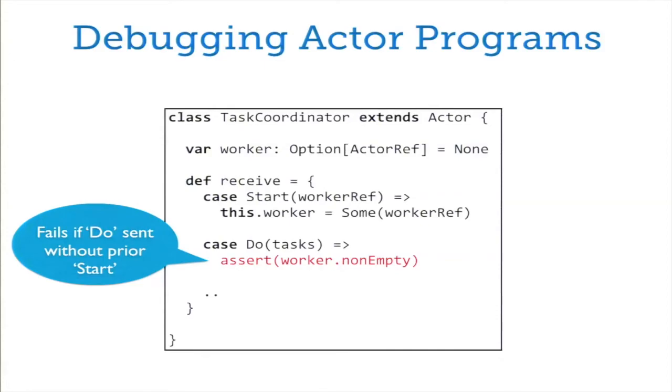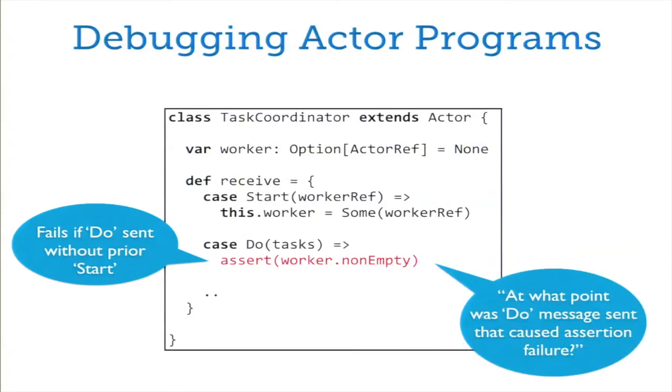Now, of course, there can be an issue if this assertion fails, if we have a client that sends a do message without a prior start message, right? Because the worker is not yet initialized, and that will make the assertion fail. Now, if you want to debug this kind of program, and you're at the point where this assertion has failed, of course you want to know what led up to this point, right?